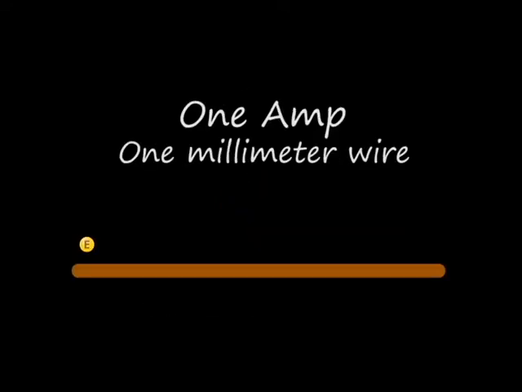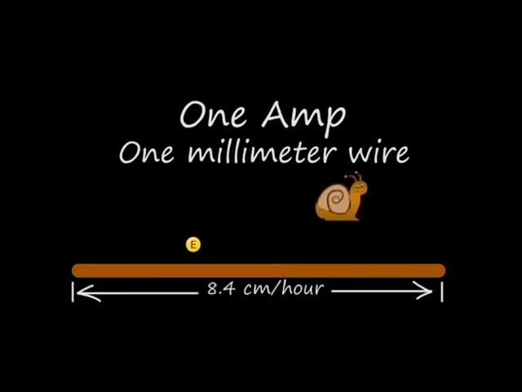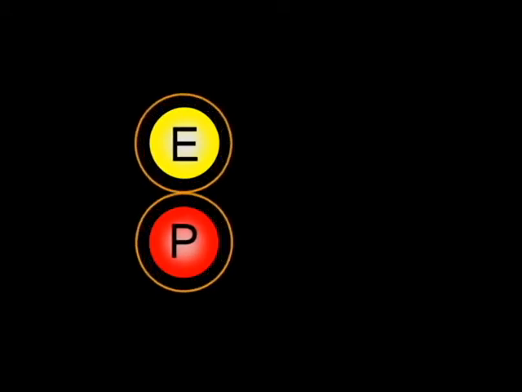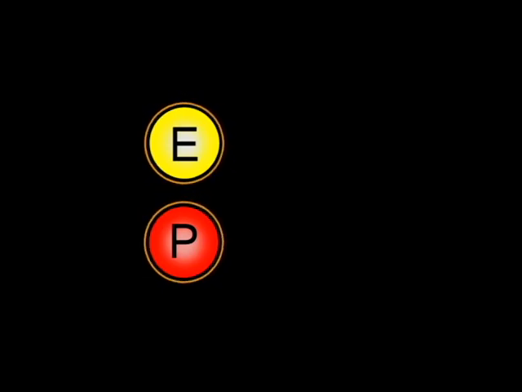With a 1 amp current in a 1 millimeter wire, the electrons circulate at the rate of 8.4 centimeters per hour. A snail can move faster than that. But what starts the electrons moving in the first place? Well, as it turns out, every atom in the universe is made up of charged particles, positively charged protons and negatively charged electrons. And without touching, they all exert an invisible electromagnetic force on each other.